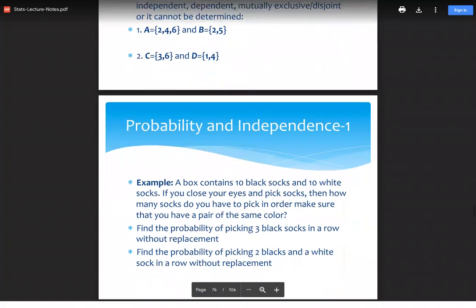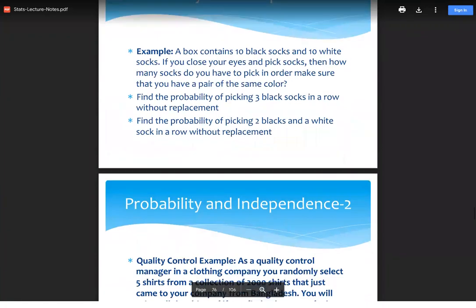So we did this example. Now we are going to do something. Okay, so let's go ahead and do this. A box contains 10 black socks and 10 white socks. If you close your eyes and pick socks, then how many socks do you have to pick in order to make sure that you have a pair of the same color? Okay, you have a box with 10 black socks and 10 white socks.